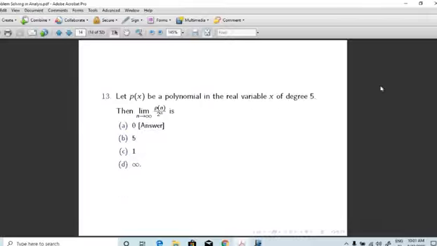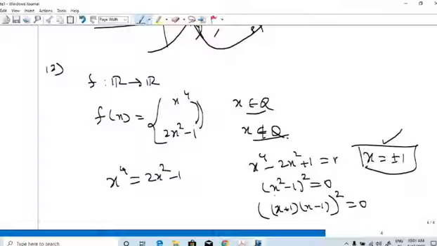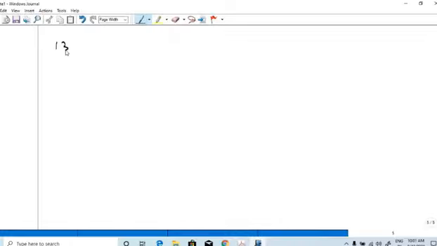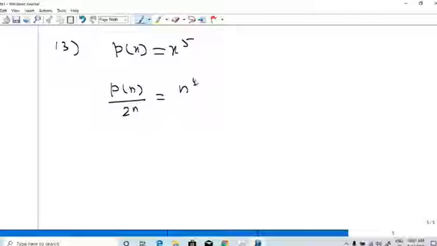Now next, let p of x be a polynomial of real variable of degree 5. Then limit n goes to infinity p of n by 2 power n, what is the limit of this sequence? So anyway, P is a polynomial of degree 5. So for simplicity, take the polynomial x power 5. So take P of x equal to x power 5. Now we have to find the limit of this P of n by 2 power n. So what is the P of n? N power 5 by 2 power n.